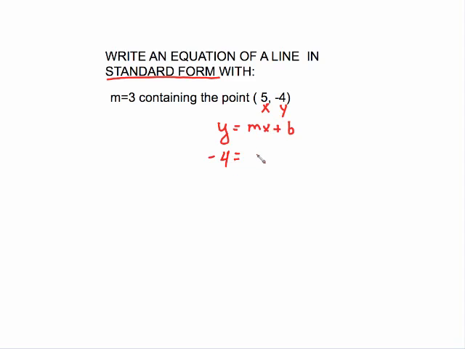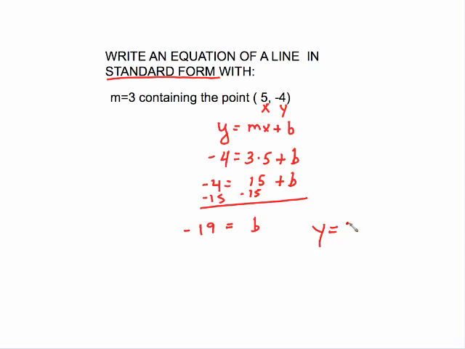-4 for y, m is 3, x is 5, plus b. 15 plus b equals -4. Subtract 15 from both sides. So b is -19. And remember, you have to write the whole equation. So it's y equals the m, which you were given as 3x minus 19. The directions, though, say write it in standard form. So we need to reorganize this so that it's in standard form.